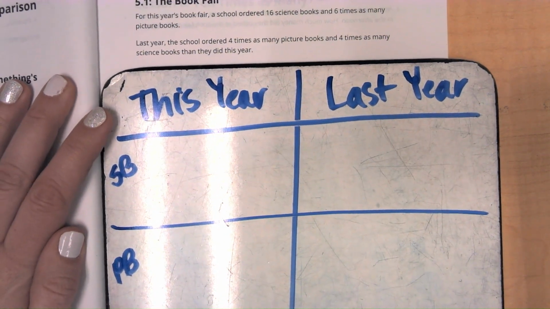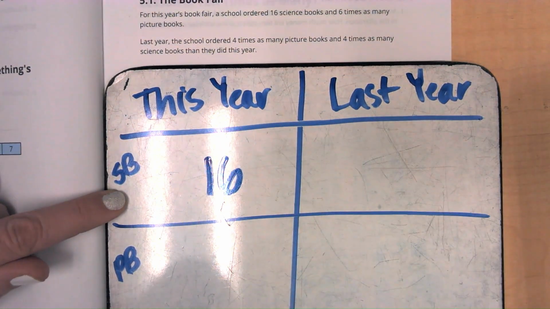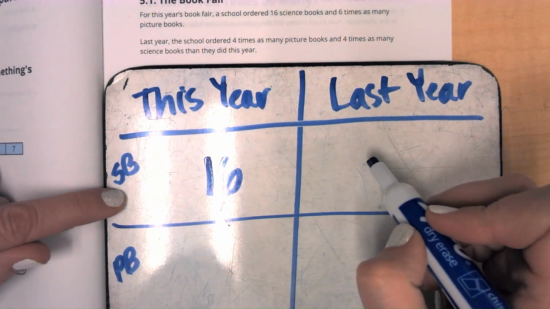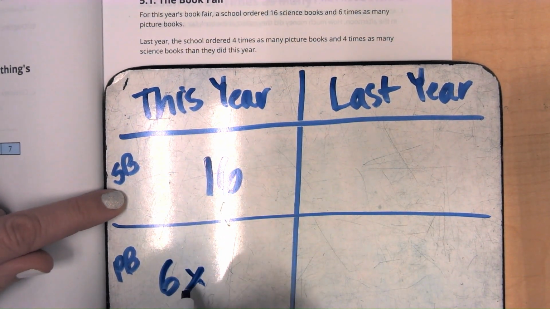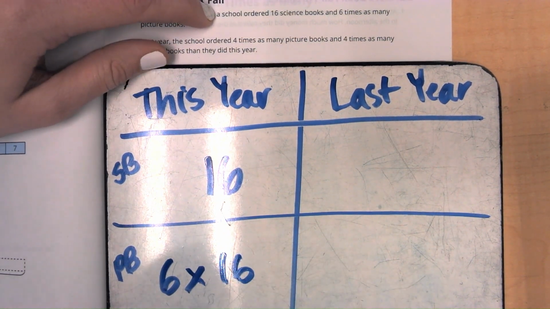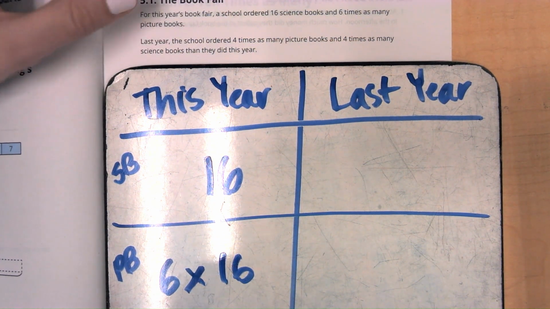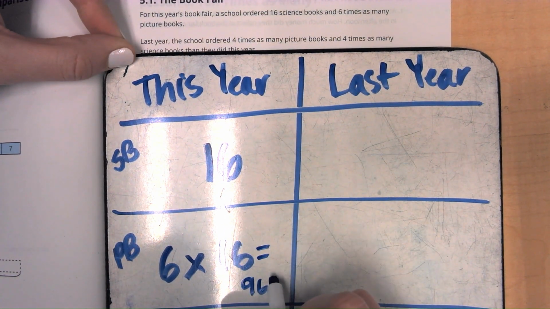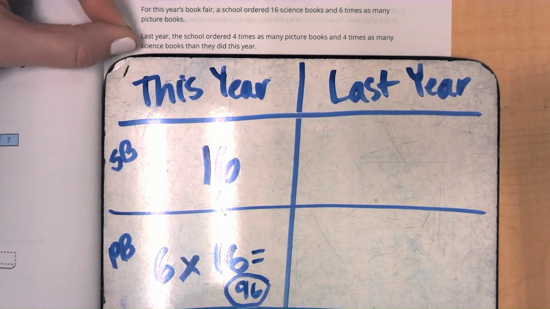So, for this year's book fair, a school ordered 16 science books. 16. That's all we have to do. And 6 times as many picture books. So for picture books this year, we ordered 6 times as many as what the school ordered science books, which we already know is 16. So there's our equation for this year's picture books. We can go ahead and solve this if we want. 6 times 16 is 96. We can just go ahead and solve that. Hold on to that for now. I don't know if we're going to need it or not, but let's just hang on to it.